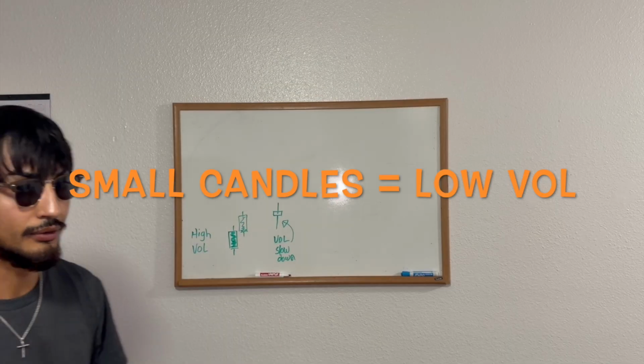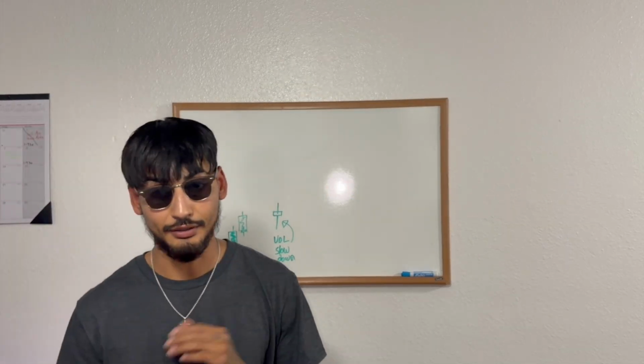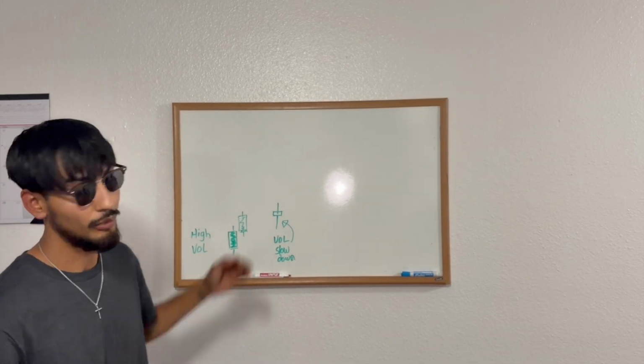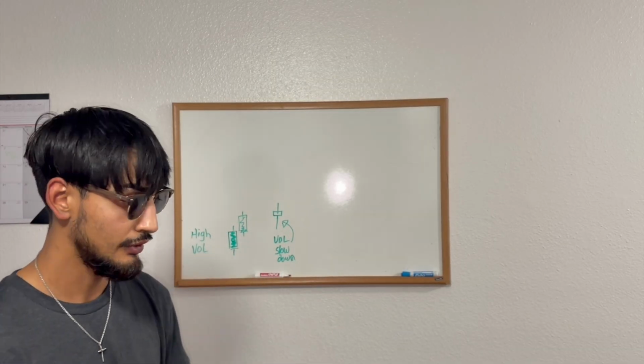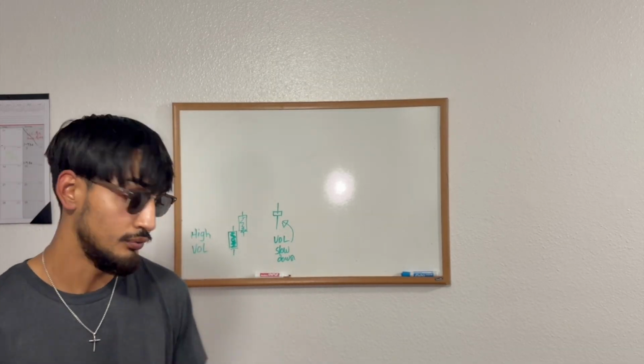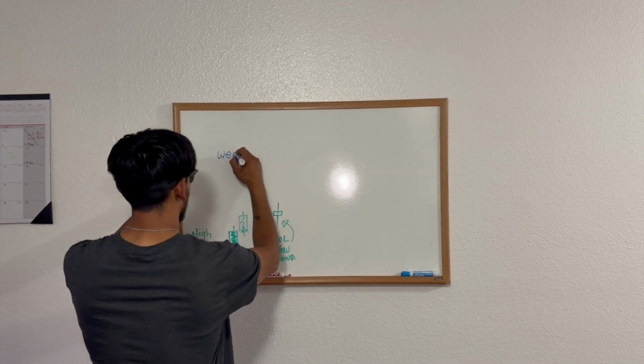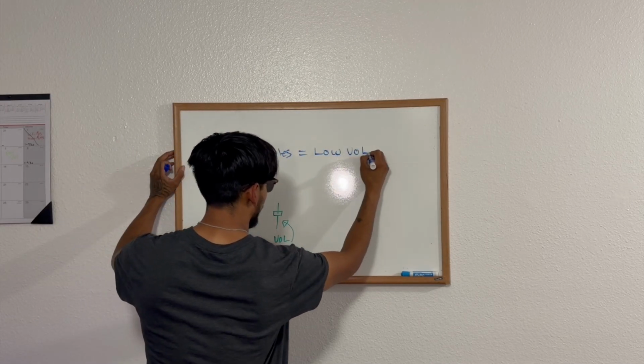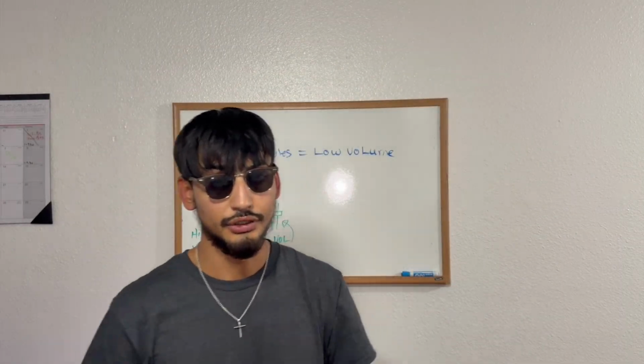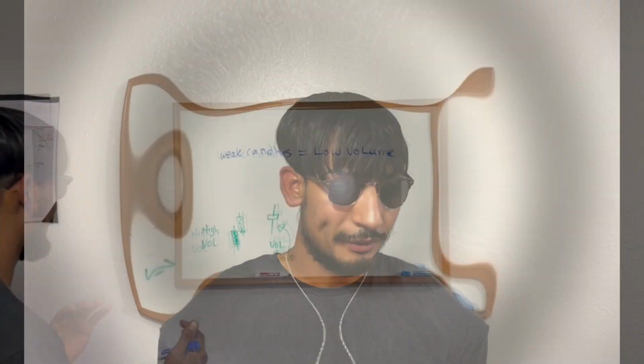Right, volume slows down when you see small candles like this. These are smaller candles, not as big a body as this one. This has a small body. Right? Small body candles are like weak candles. Weak candles equal low volume. And as a trader, you need volume to execute trades.